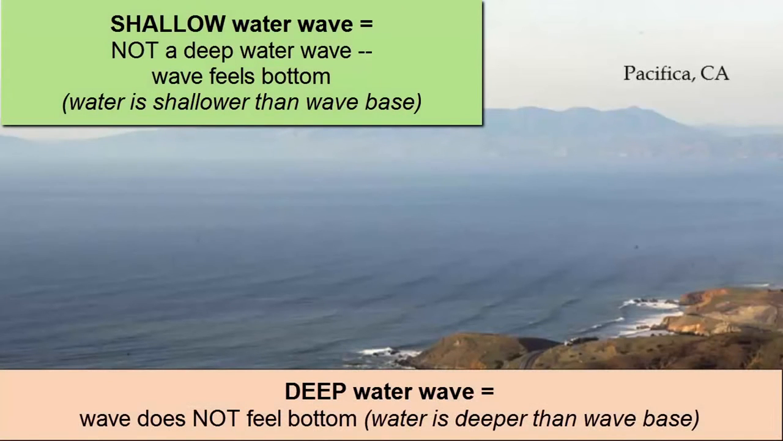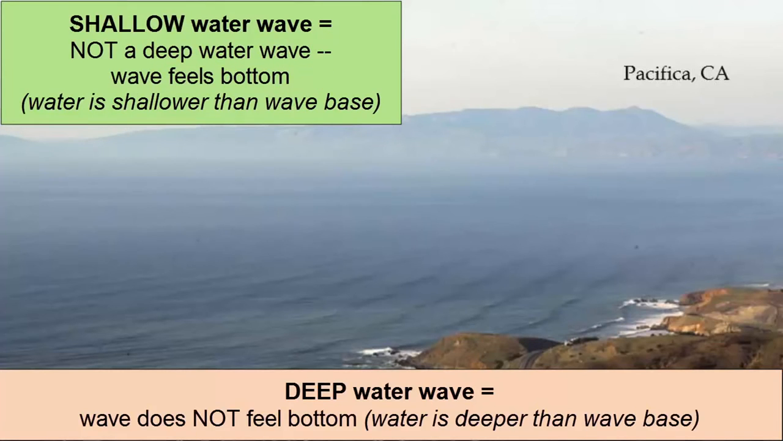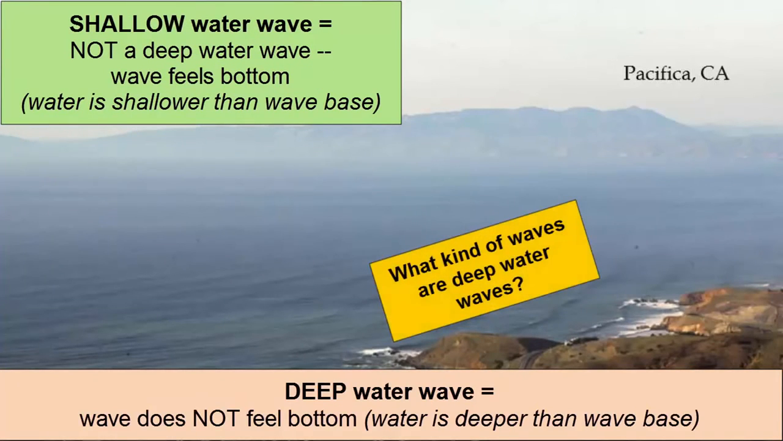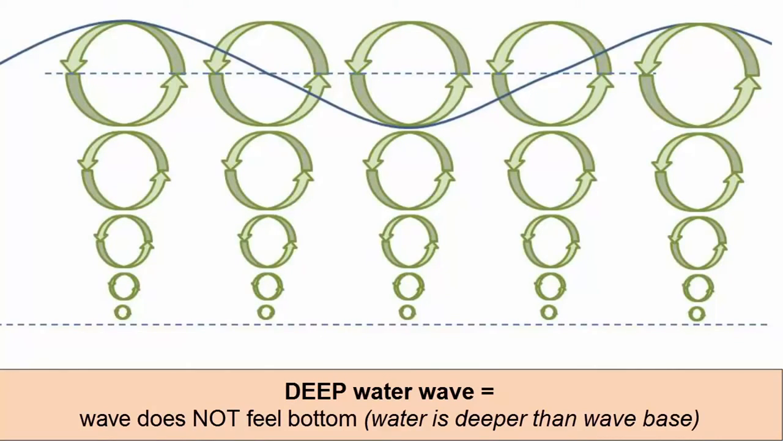Note, for purposes of this video only, if a wave is not a deep water wave, we will call it a shallow water wave. In truth, there is a term known as a transitional wave, which sits between the two. We will not make that distinction. What kind of waves are deep water waves, and what kind are shallow water waves? And can they be one at one time and another at another? Yes, of course. Remember, whether a wave is deep water or shallow water depends only on its wavelength and the depth of water it's traveling through.